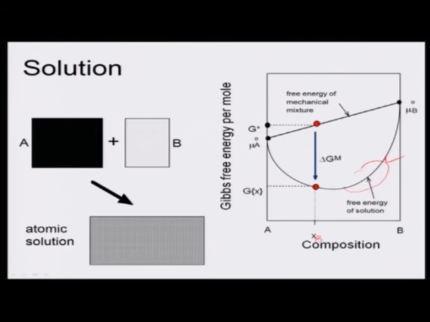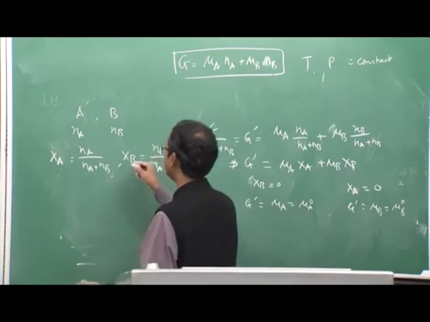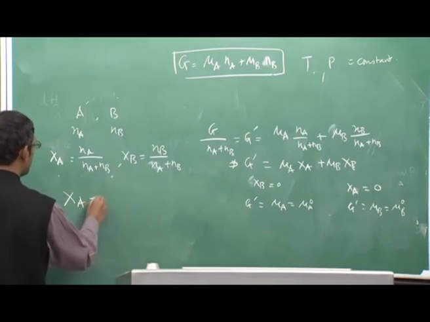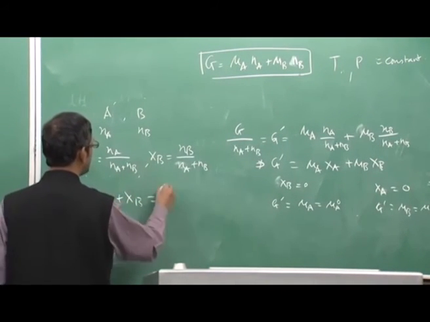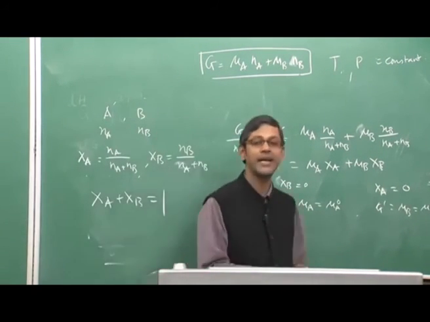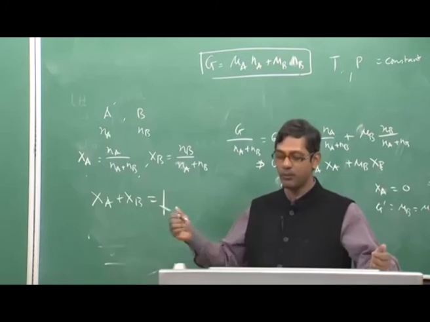Let us suppose xB is the mole fraction of B, and you know that xA plus xB is equal to 1. In such a system, xA plus xB is equal to 1. Very easily you can see, so if I know xA, I can know xB also very easily. Only one of the components is required.